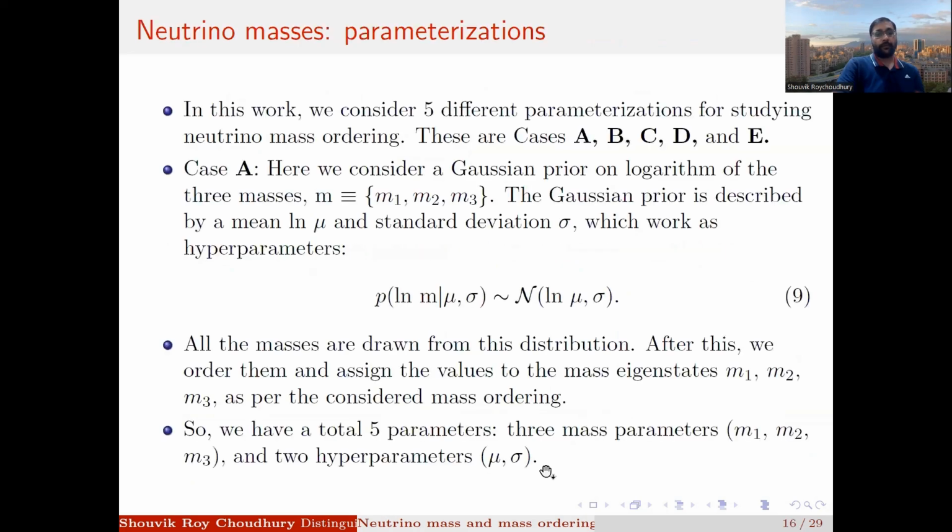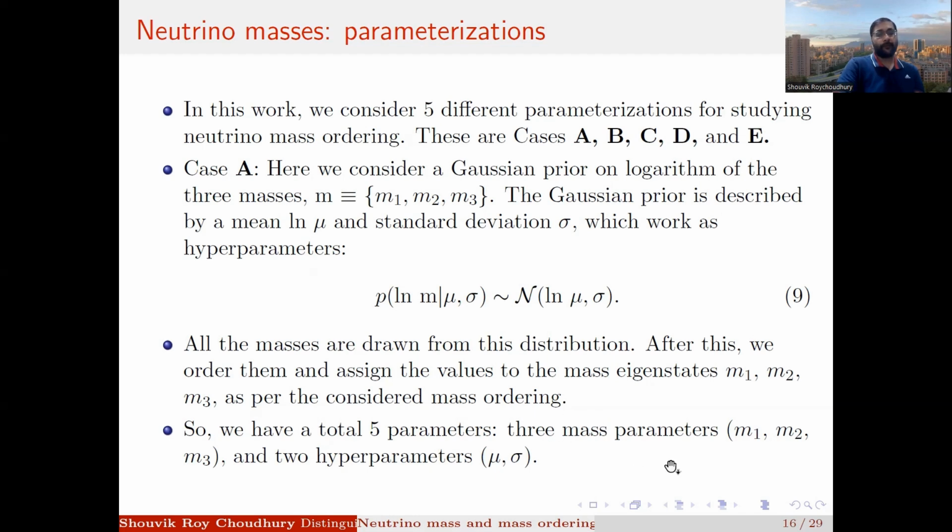Now, in neutrino mass ordering, we consider 5 different parameterizations, which are cases A, B, C, D, and E. For case A, we consider a parameterization which was considered in a previous paper, which claimed to have a strong, a decisive evidence for mass ordering, which was the normal ordering. And so for case A, here we consider a Gaussian prior on the logarithm of the 3 masses. The Gaussian prior is described by this mean log mu and standard deviation sigma, which work as hyperparameters. And then all the masses are drawn from this distribution. And after this, we order them and assign values to the mass eigenstates M1, M2, and M3 as per the considered mass ordering.